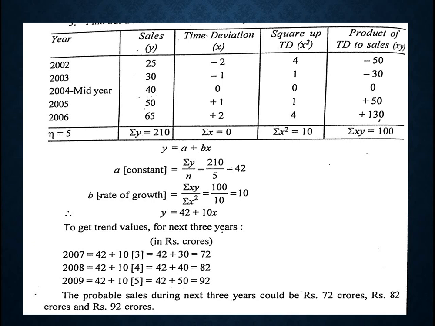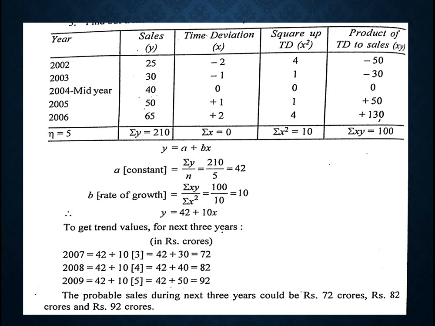First we will calculate the value of 2007. What is the equation? Y is equal to a plus bx. A and b values we already know. What is the a? 42 plus, what is b? 10. In bracket, x we have to take. So what is the x value? If you see in the table, for the mid-year, the x value, that is time deviation column, the third column, the value is 0. Next, for 2005, it is plus 1. For 2006, it is plus 2. Then what will it be for 2007? Obviously, it is plus 3. Like that, 2008, plus 4. And for 2009, it is plus 5. So those will be taken as the values.